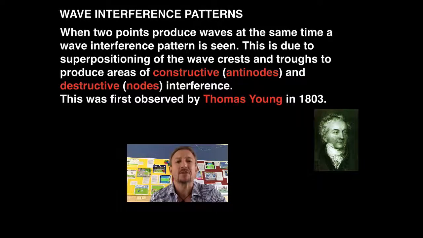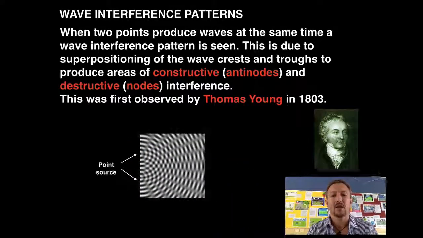What he noticed was that if he took two point sources which are classified as coherent, i.e. they are in phase, so when one dips in, the other dips in at the same speed and the same amplitude, the result is it will generate the same sort of wavefronts. These wavefronts will interact in such a way that they will produce areas of constructive and destructive superpositioning, the production of antinodes and nodes. So let's have a look at one of the pictures that he generated.